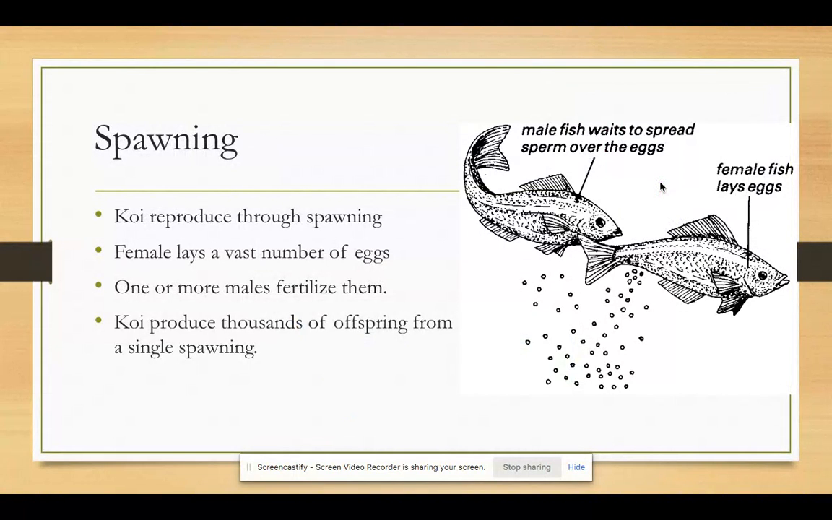Our fish reproduce through spawning, so it's a little different. What happens is your female lays a vast number of eggs, usually hundreds of them, and 1 or more males will fertilize them. And they fertilize them by depositing the sperm over top of the eggs, the female eggs. So the koi produce thousands of offspring in a single spawning because the female lays so many eggs. But not all of them survive. A lot of them get eaten, but the ones that do survive will turn into our baby koi.